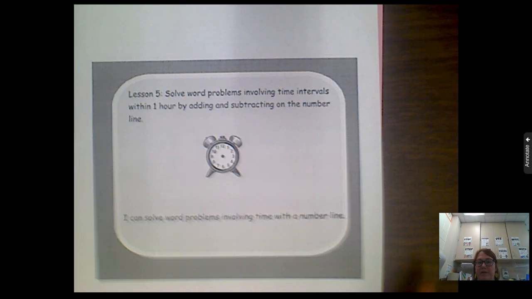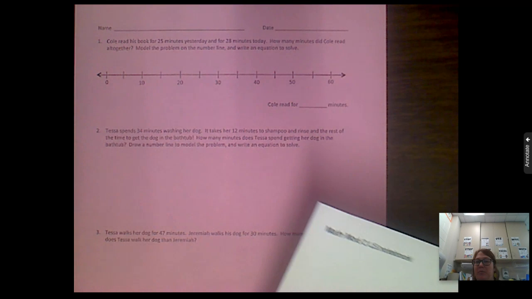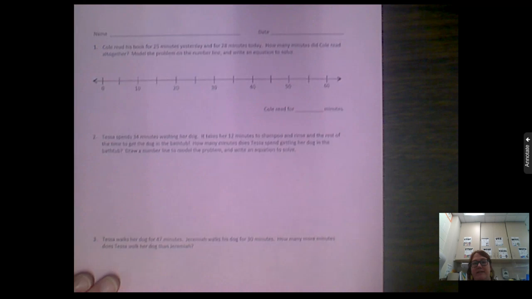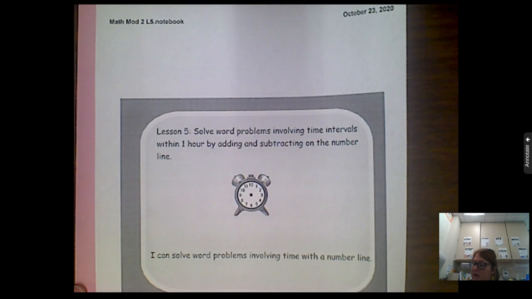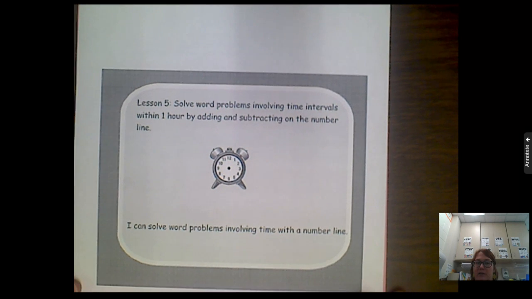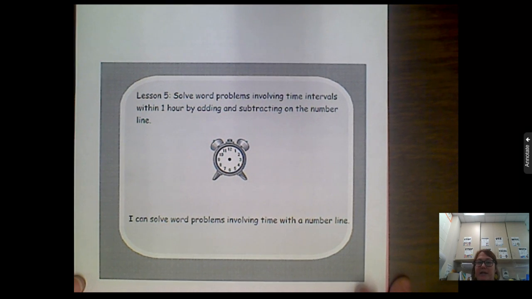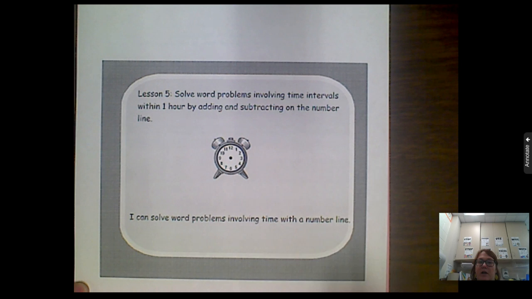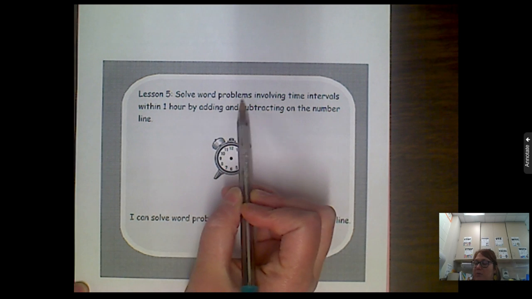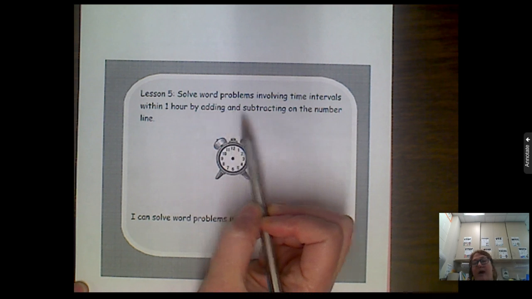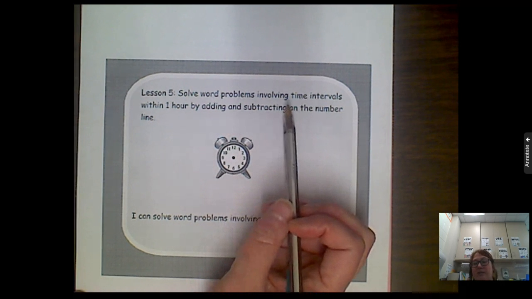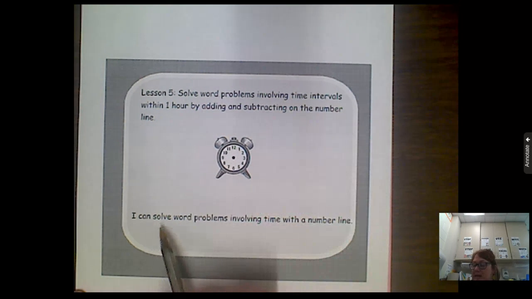So, in front of you, make sure you have your pink problem set that says Lesson 5 problem set and looks like this. Okay, and we will take a look at our lesson objective and our I can statement for today. So, for our lesson today, we are going to be solving word problems involving time intervals within an hour by adding and subtracting on a number line, so similar to yesterday. And I can solve word problems involving time with a number line.